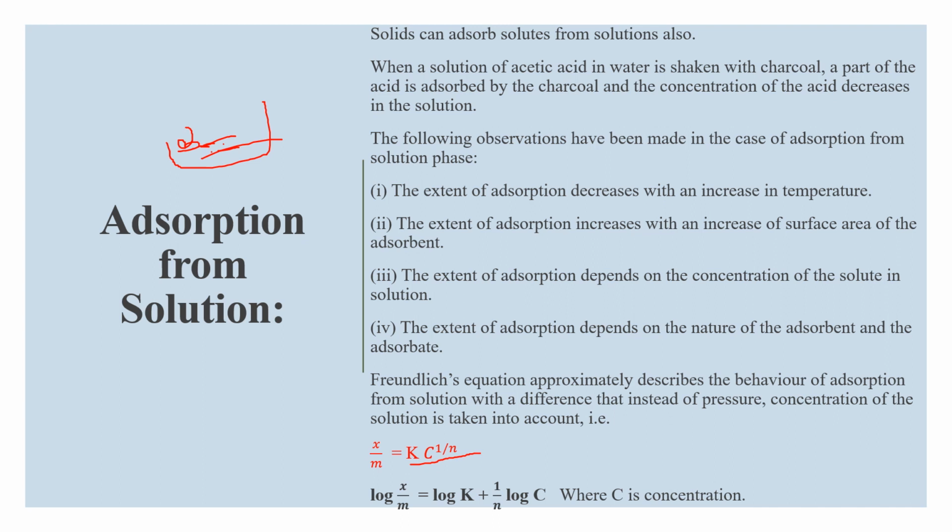From this equation, the graph for the adsorption from solution is also similar to the graph of the Freundlich adsorption isotherm. Here on the y-axis it will be log x by m, and on the x-axis it is log of concentration. In place of pressure, the concentration term will be used, and a straight line will be observed. The slope of this line is 1 upon n, and the intercept for this graph is log K.